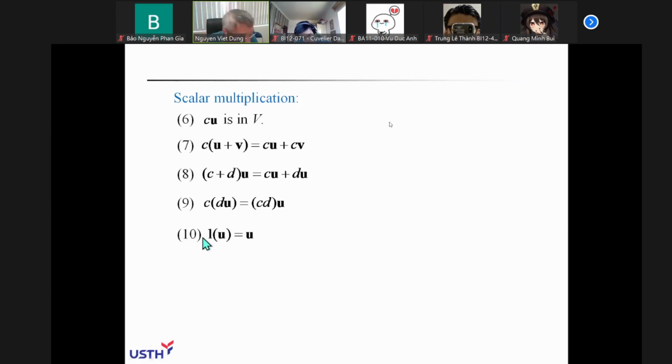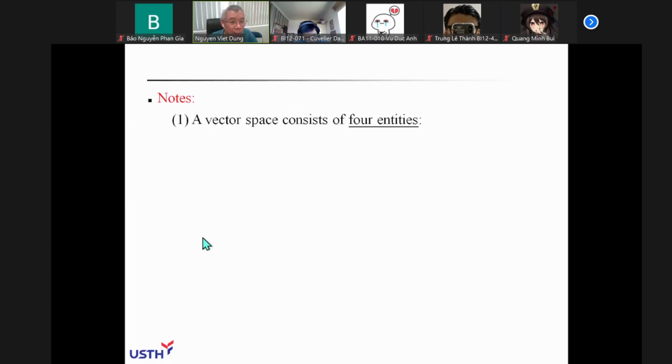I call your attention to property number 1 and number 6. Why is that? Because it is very easy for students to forget them. So I call your attention to that. And here I summarize it. A vector space consists of 4 things. I call them 4 entities.